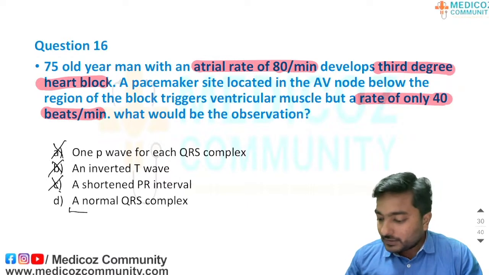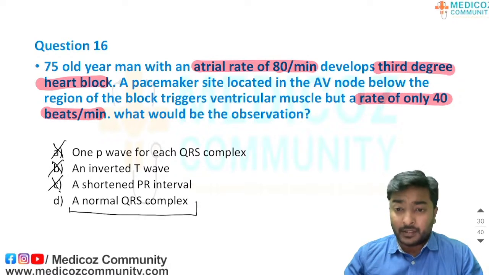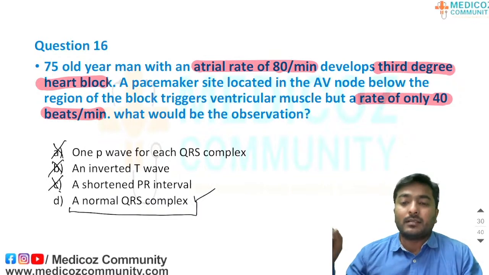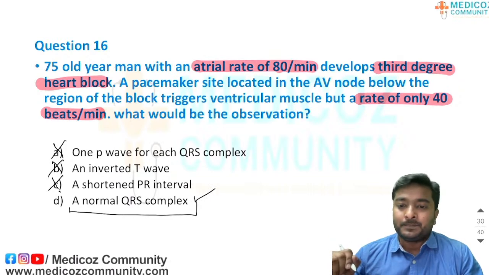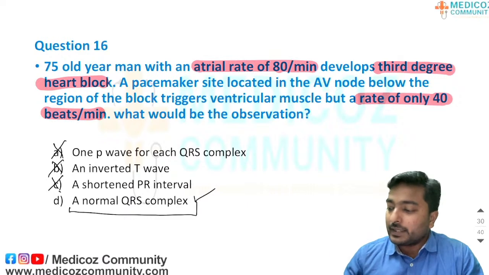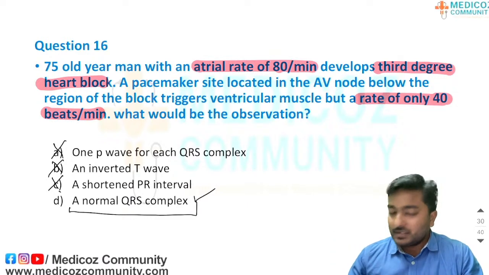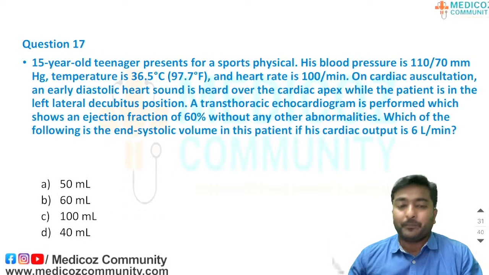So you will find atrioventricular dissociation with a normal QRS complex. Okay, normal or wide QRS complex can be seen in third degree heart block. Okay, this is a very easy question. Okay, moving on to the next question.